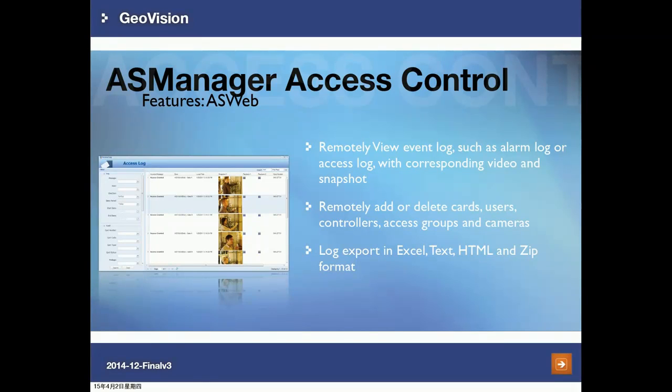Okay, now I'll go on to the remote access features for ASManager. The first one would be AS Web, where you can use the browser to remotely connect to ASManager. When you use AS Web, you can remotely view event logs like alarm and access logs. You can also view snapshots or video clips of events. You can also remotely add or delete cards, users, controllers, access groups, and even cameras. You can also export logs that you query, in Excel, text file, HTML file, or zip file.